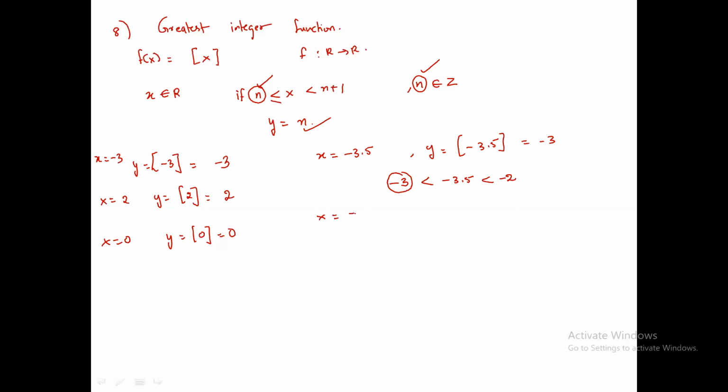If x is 7.7, what will be y? Greatest integer function of 7.7. 7.7 is between 7 and 8. So for y you will take 7. So this you have to note.